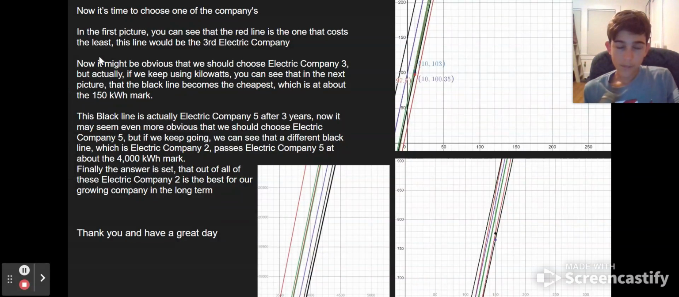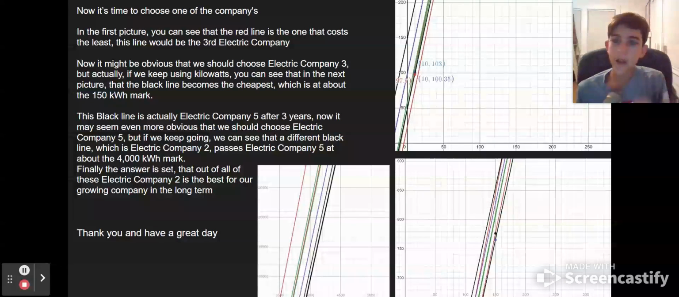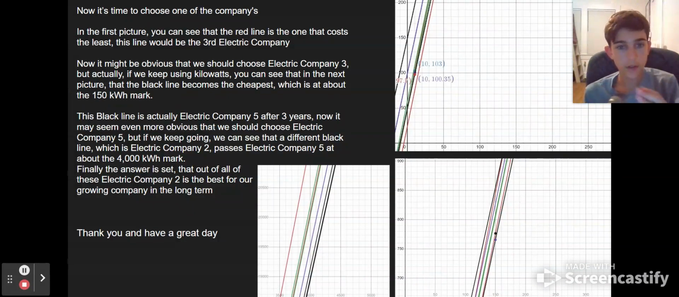But it might be obvious that we just choose electric company number 3. But if we keep following all the lines, you can actually see that the black line goes under the red line, which makes it the cheapest, at about the 150 kilowatt hour mark. This black line is actually electric company number 5 after 3 years of being with them.